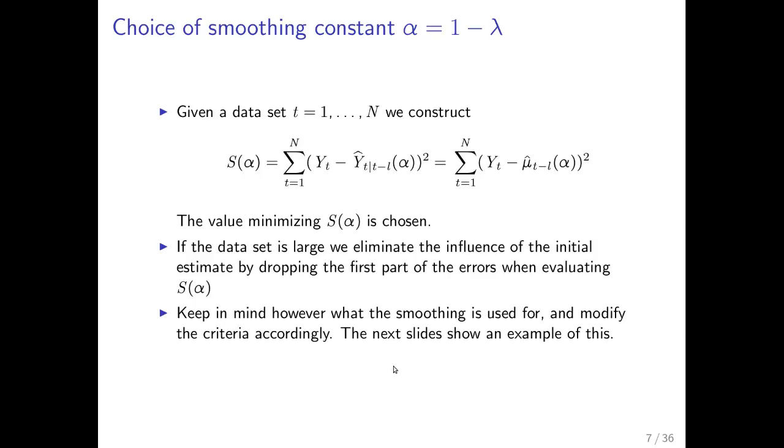And what you should keep in mind is what the smoothing is used for. If you want to do one-step predictions, you should minimize the one-step prediction error. If you want to do 10-step predictions, you should minimize the 10-step prediction error. It sounds obvious, but it's one of those things that makes life a little bit more messy at the end of the day.